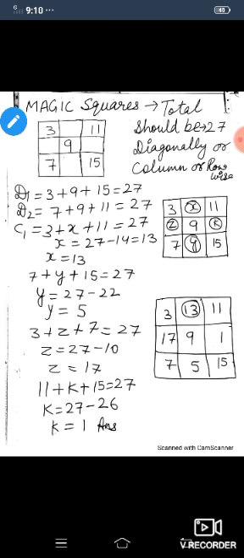Now class, we are left with only one of the numbers, that is 11 plus k plus 15 is equal to 27. Then k is equal to 27 minus 26, that is equal to 1.